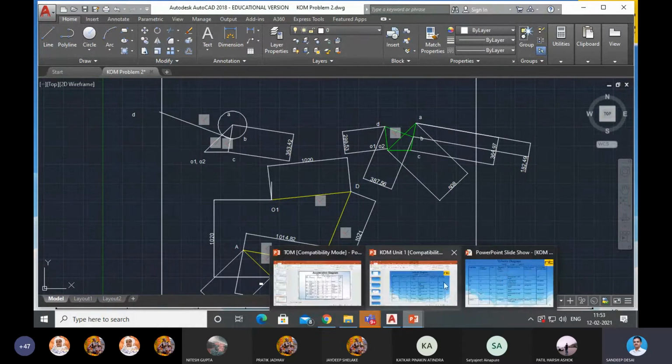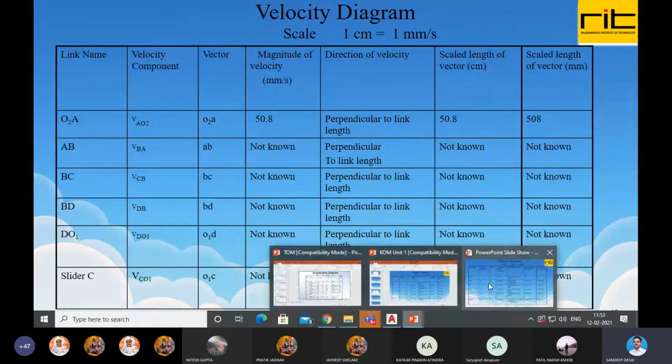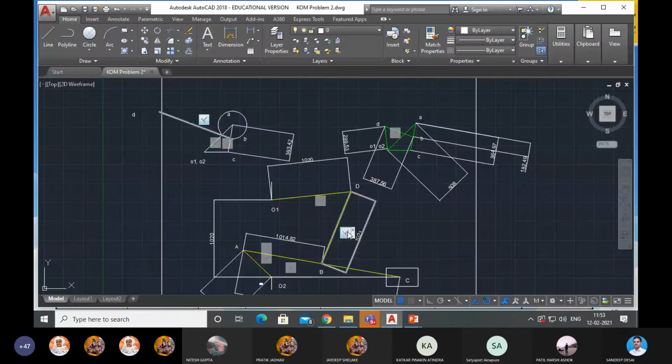And the vector name is, let's look into this diagram. O1D, vectors are small o1 and small d. Out of O1D, which is known to you? O1. O1 is known to you. From this point O1, draw a line perpendicular to O1D in the space diagram. So let us draw it approximately perpendicular.